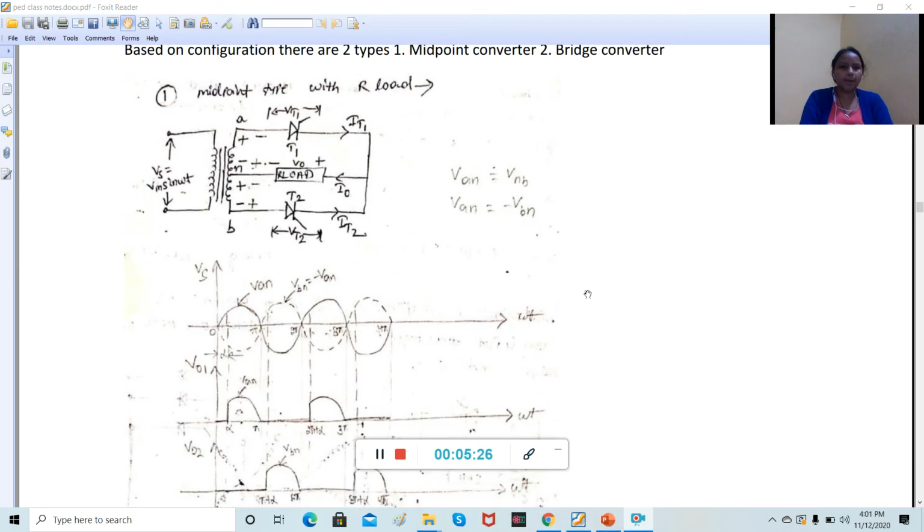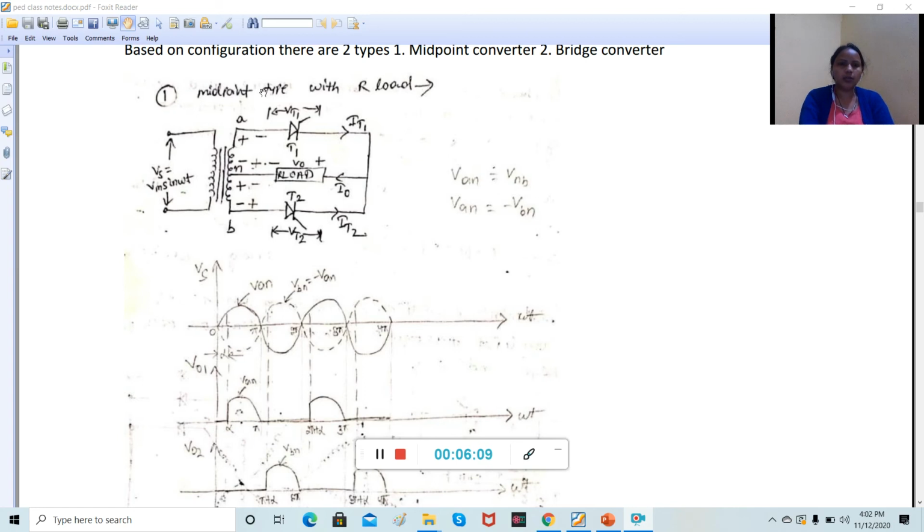So in this midpoint type circuit with R load, you already understood the circuit diagram. In half wave control rectifier you get output in one half cycle, but in full wave control rectifier you get output in both the half cycles. That means this type of converter is also called a two pulse converter, because in a complete cycle of input you get two pulses: one pulse in the positive half cycle, another pulse in the negative half cycle. That's why it is called a fully controlled converter, also known as a two pulse converter.